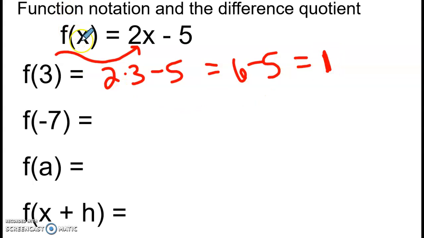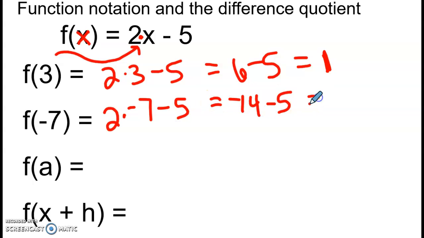Okay? The f function says, hey, take whatever's in the parentheses, which in this case is x, multiply it by 2 and subtract 5. So that's what I'm going to do with the negative 7, multiply it by 2 and subtract 5. So f of negative 7 is negative 19.